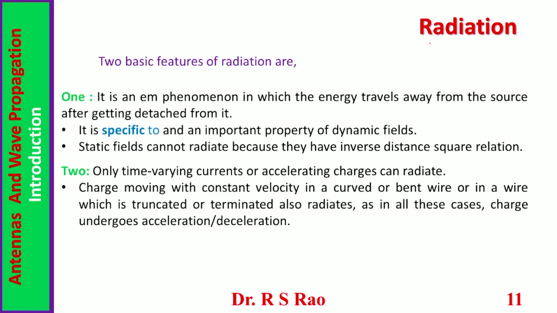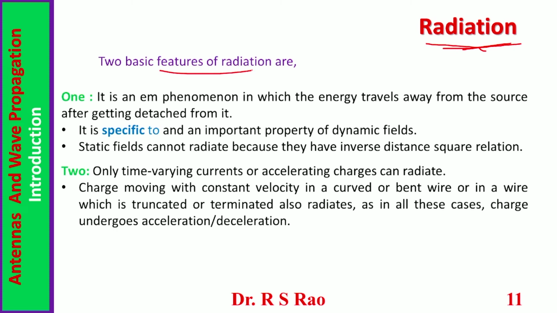A few points now regarding radiation. What is radiation? An electromagnetic wave, a traveling wave, going out into space is called radiation. An antenna is a device which radiates. Antenna and radiation are inseparable. Antenna is hardware, radiation is software, connected, closely related. So we consider some points regarding radiation.